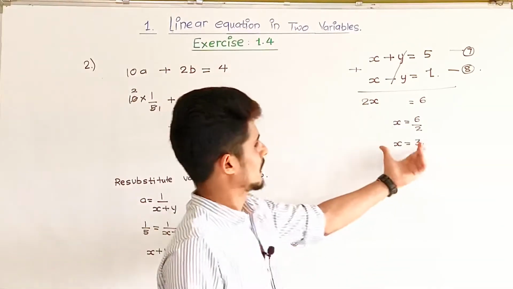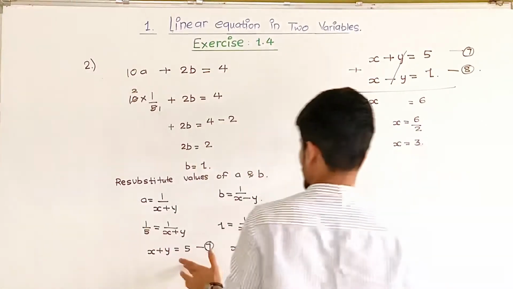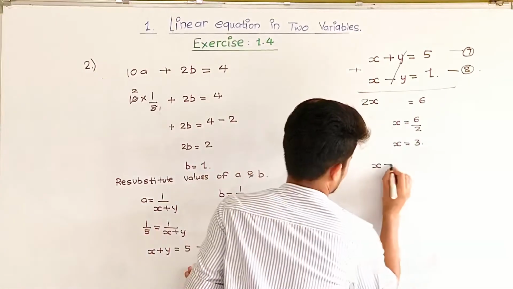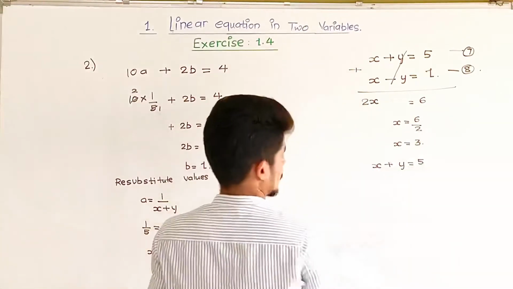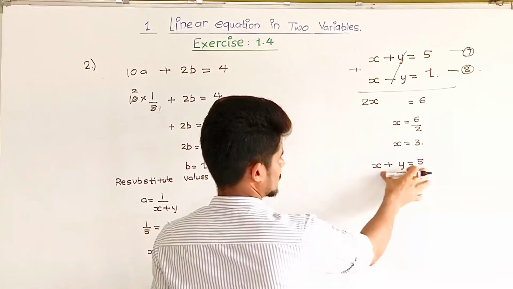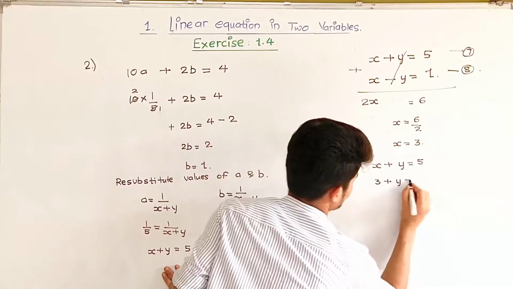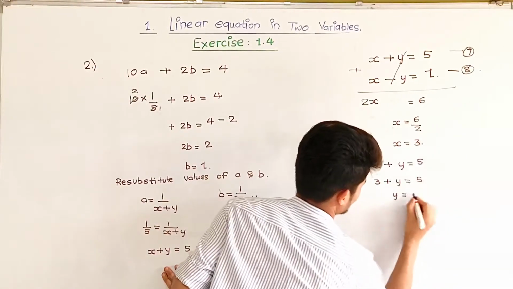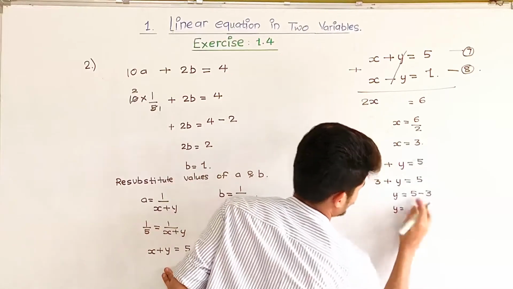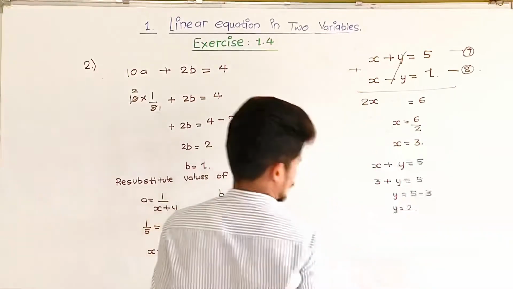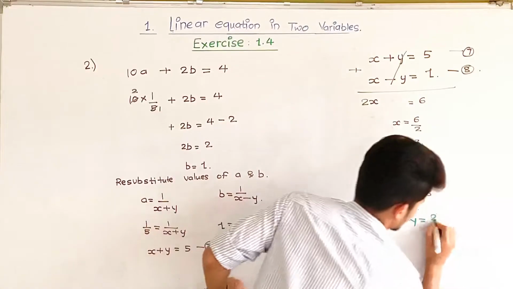We'll substitute the value of x in equation 7 or 8. So we'll substitute in equation 7, x plus y is equal to 5. The value of x is 3, so 3 plus y is equal to 5. The plus 3 goes to the other side as minus 3, so y is equal to 5 minus 3, which is 2. So the value of x is equal to 3 and the value of y is equal to 2.